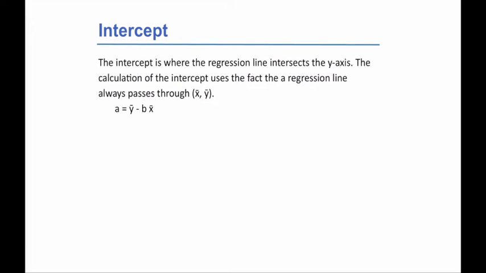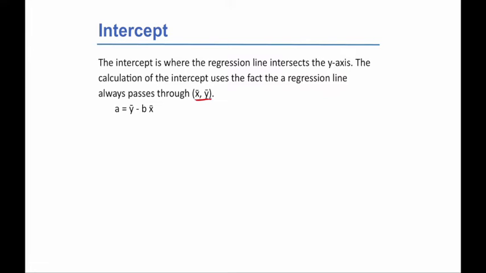The intercept is where the regression line intersects the y-axis. The calculation of the intercept uses the fact that the regression line always passes through x bar, y bar. So this is just a fact about the regression line, right? X bar, y bar would be the mean of the x's and the mean of the y's. It's not necessarily one of your actual points. It's just some point that is the mean of the x's and the mean of the y's. And the regression line will always pass through that point.